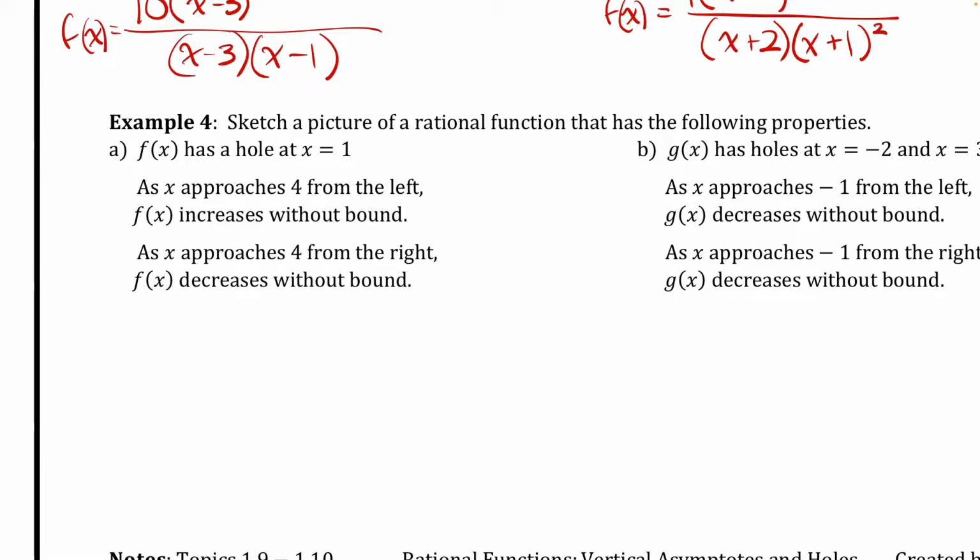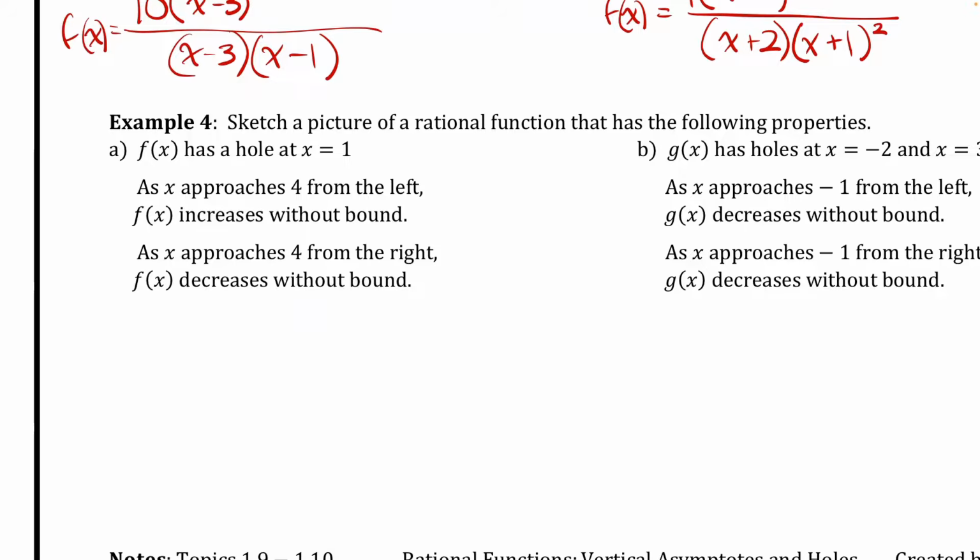Example 4, sketch a picture of a rational function that has the following properties. For A, it has a hole at x equals 1. What is this saying? Can someone help me interpret that? As x approaches 4 from the left, f of x increases without bound? What does that really mean?